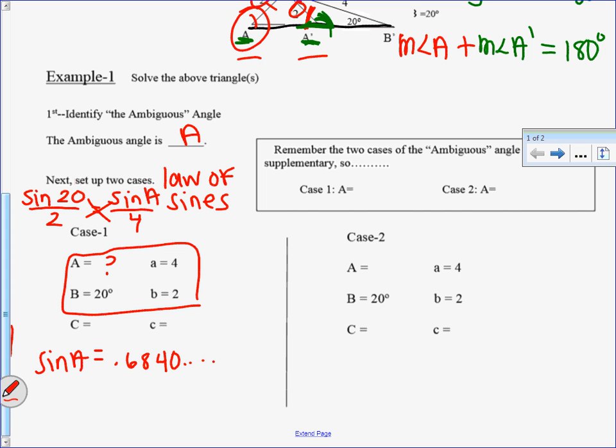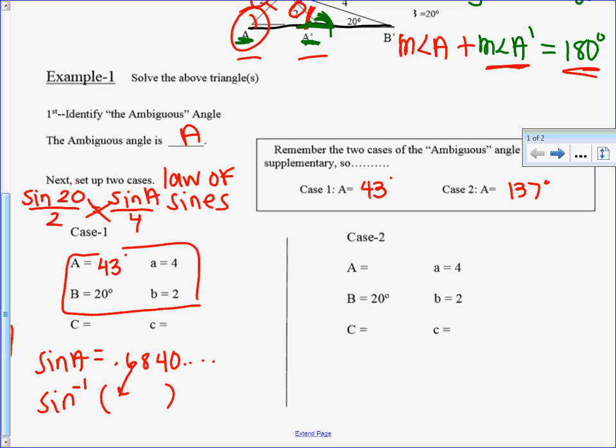0.6840 something. Okay, I'm going to go on my calculator and I'm going to put the inverse of that number. So I'm going to do second sine, and then I'm going to get my answer. And I got the measure of angle A is approximately 43 degrees. I like degrees rounded to the nearest whole number because then I can work with them later. So if the first A is 43 degrees, what do you have to do to get the second A? You just have to subtract from 180. So the second A could possibly be 137 degrees.